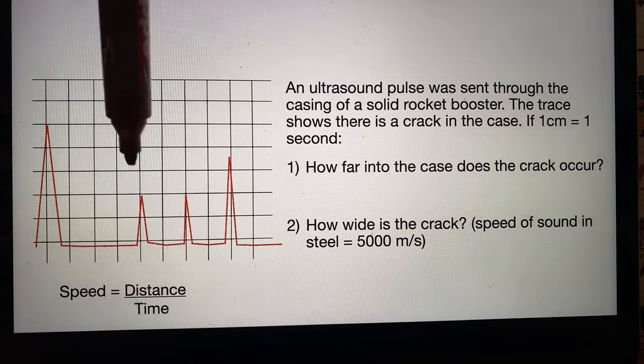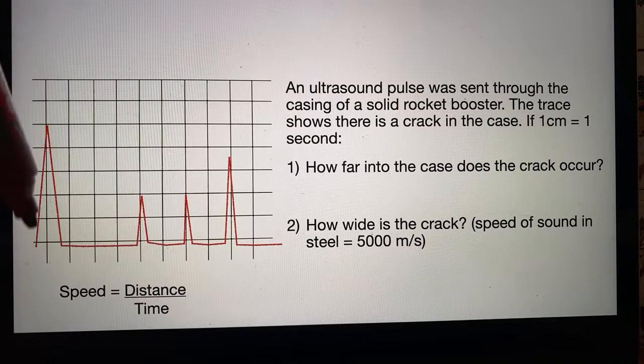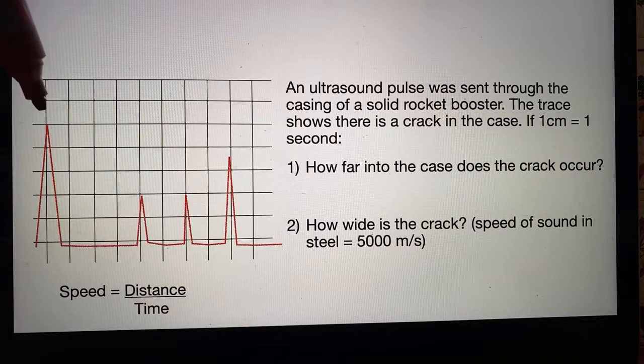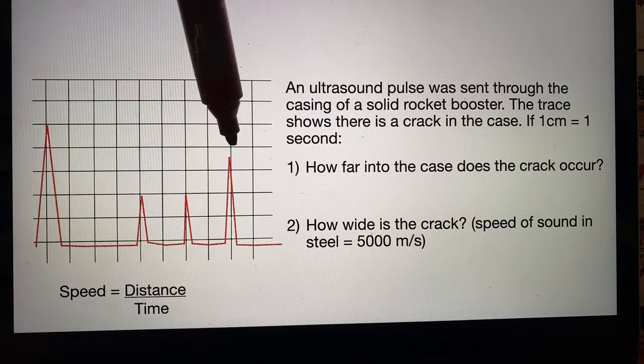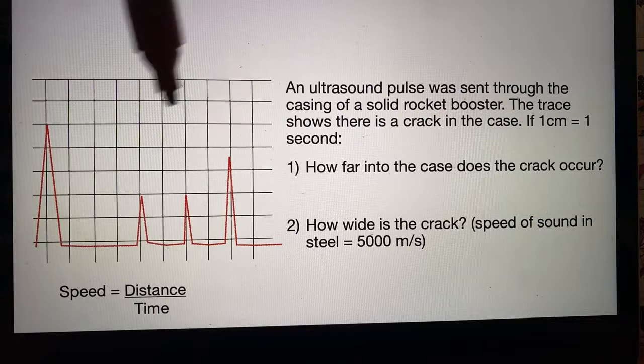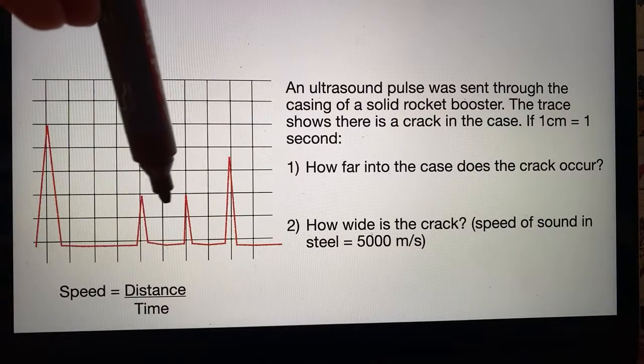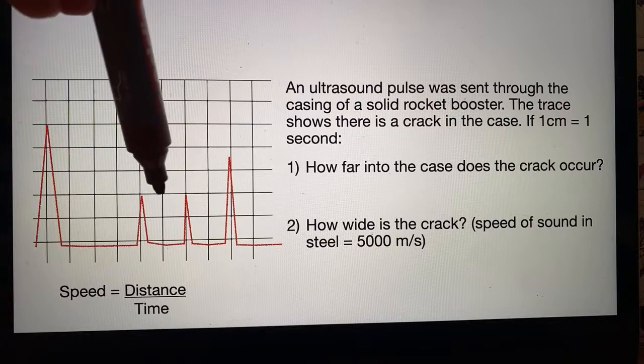The trace shows there's a crack in the case. So this is the first wave to leave, coming back. And then this is the wave coming back from the very back of the solid rocket booster. So this is our crack here. I'm regretting putting the word crack so much in this lesson, but it's too late now.